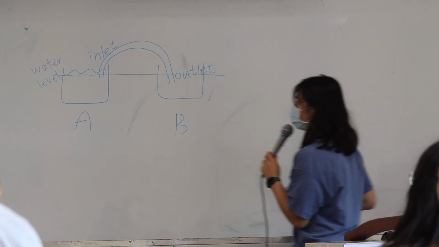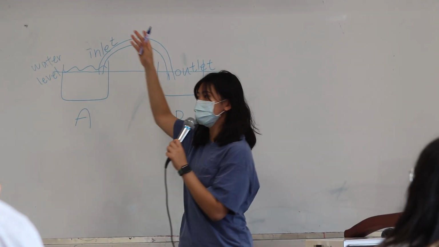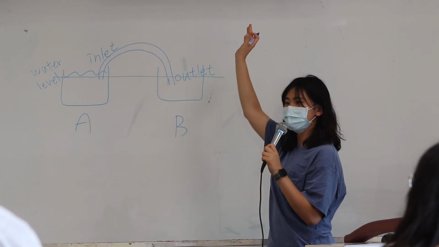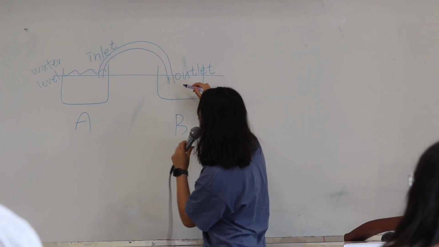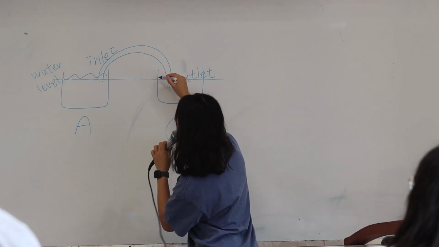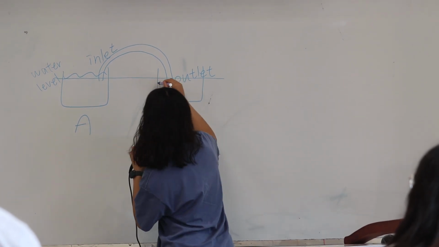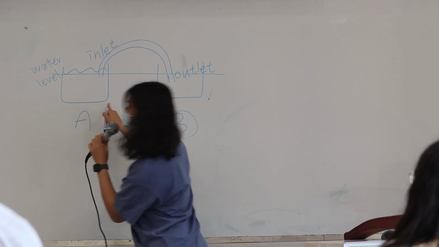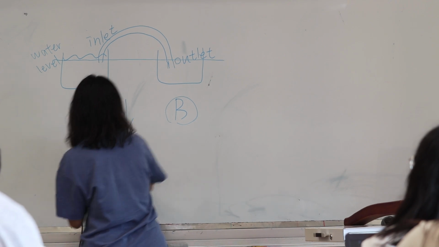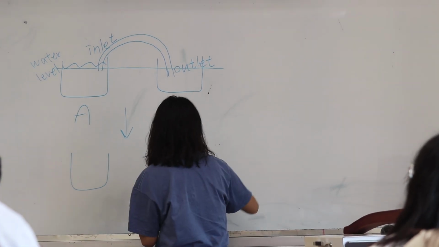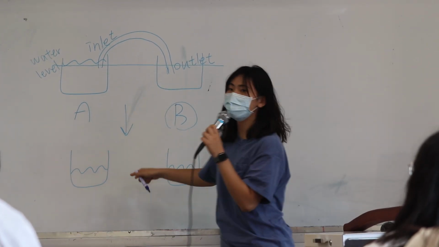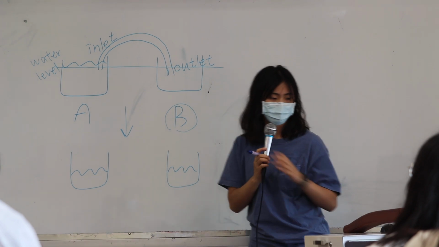So after the experiment, can anyone tell me, during the experiment, when does the water stop moving? Does anyone have any idea? Yes, Mandy. The water stops when the container B, which is empty at the beginning, reaches the container A's water level. So these two containers reach the same water level after we do the experiment.